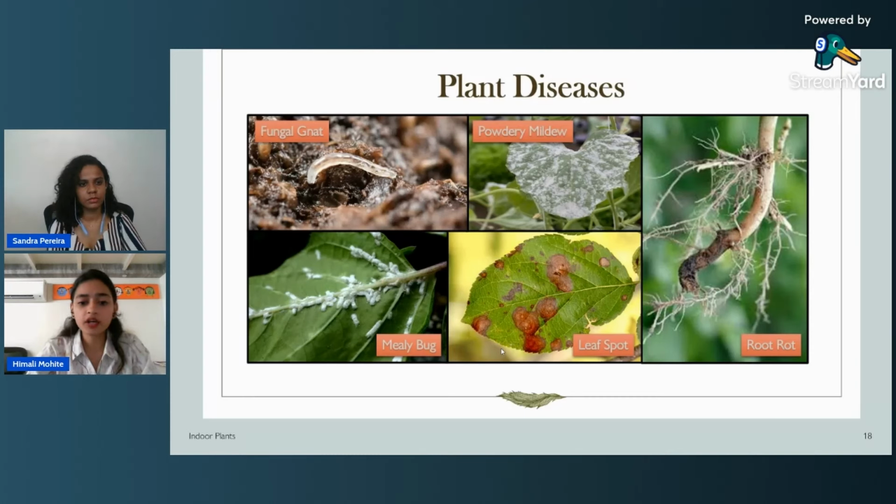Then is leaf spot disease. So what happens is eventually you'll start seeing that the leaves of the plants are growing spots, and these spots become bigger and bigger, and eventually the leaf drops off. Then is root rot. So root rot condition appears when you overwater your plants, or if the drainage of the plant is not proper. Then what happens is the roots get rotten, and then overall they damage the plant.